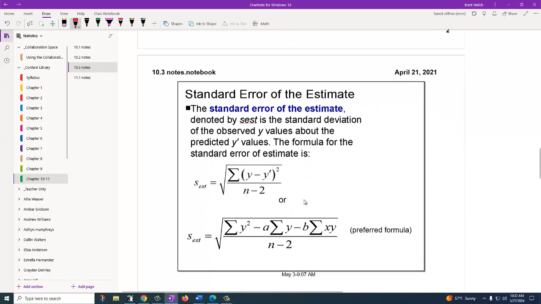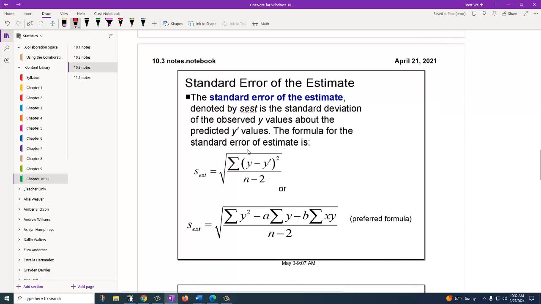The standard error of the estimate, also known as S est, is the standard deviation of the observed y values about the predicted y prime values. The formula for the standard error of estimate is one of these two. We do prefer this one down here, and this is the one we're going to focus on. This would be each y minus the expected y, squared, sum those, divided by n minus 2, and a square root to remove the square.